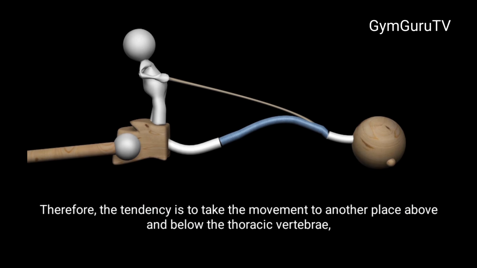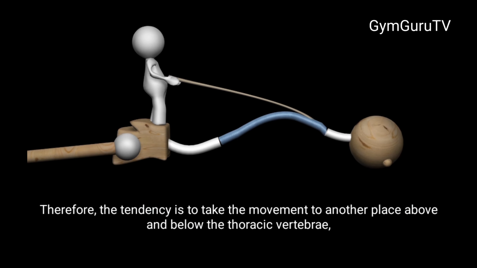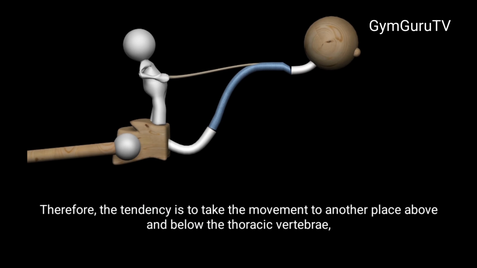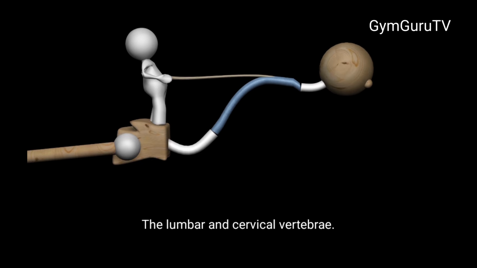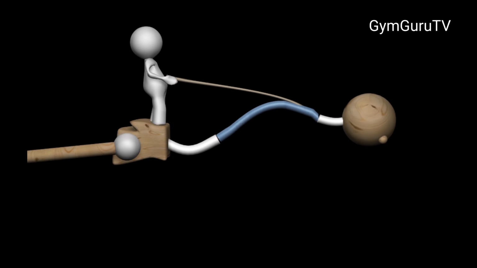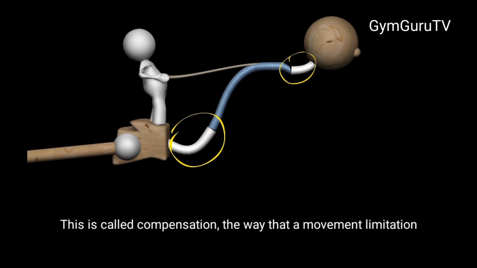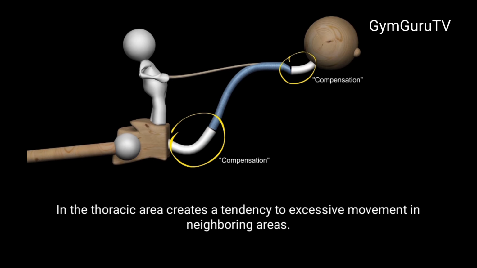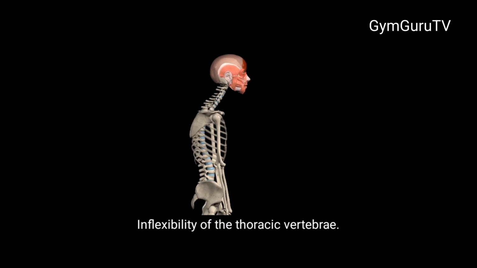Therefore, the tendency is to take the movement to another place above and below the thoracic vertebrae, the lumbar and cervical vertebrae. This is called compensation. The way that a movement limitation in the thoracic area creates a tendency to excessive movement in neighboring areas. Inflexibility of the thoracic vertebrae.